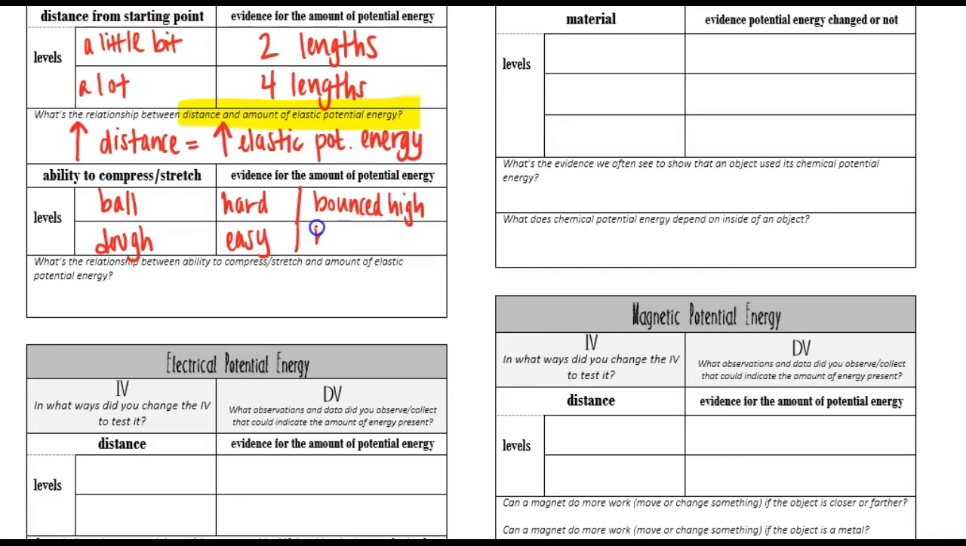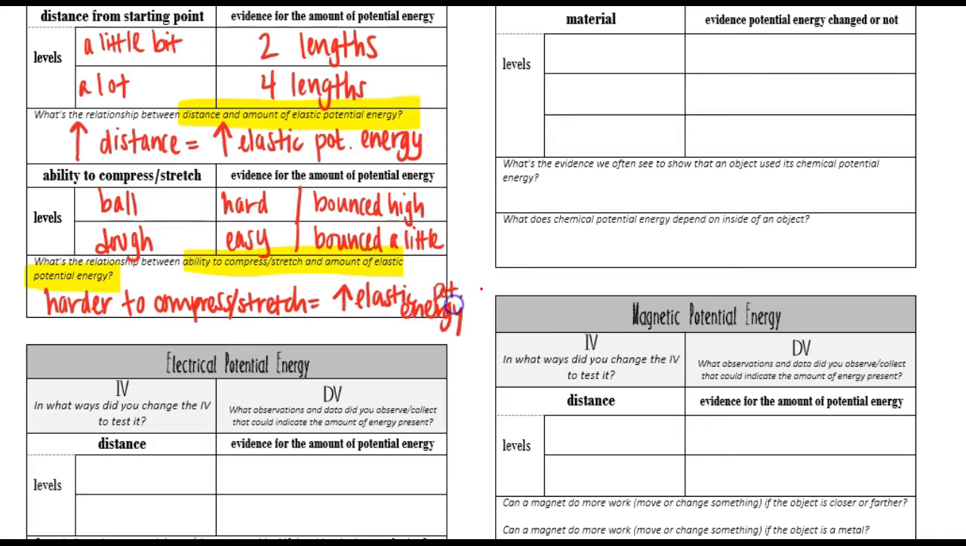And the dough just bounced a little bit. So it bounced just a little bit. What does that tell us about the relationship? Well, the ability to compress and stretch and the amount of elastic potential energy. That relationship is, the harder it is to stretch or compress, the more that means you have an increase in elastic potential energy.